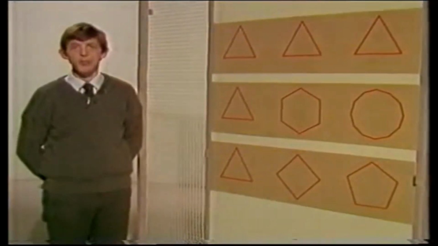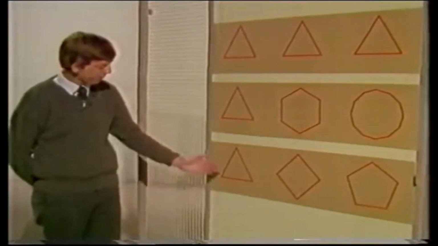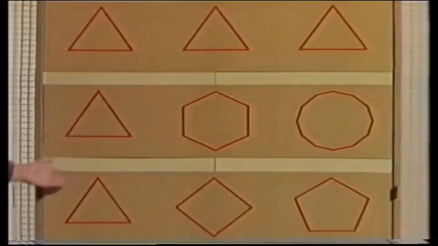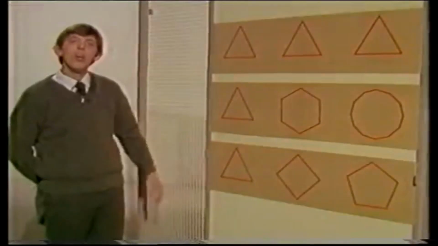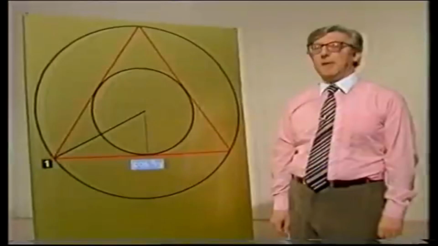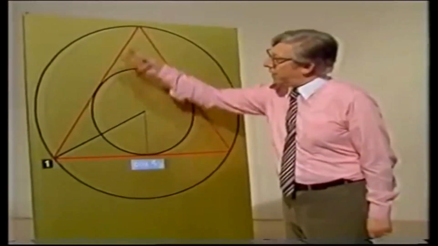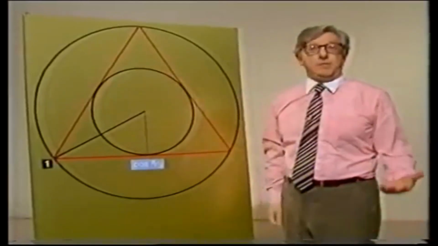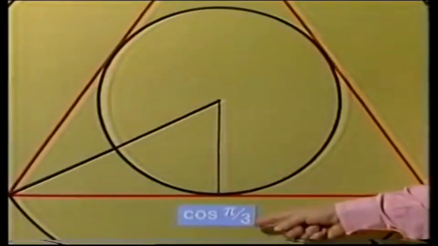Now it's time to tackle that intriguing third problem. We've seen one example of radii shrinking to 0, and one where they don't. What will happen in this case? Will the circles inside these polygons shrink to 0 or not? Again, we start with the equilateral triangle and its inscribed circle, which, as before, has radius cos pi by 3.